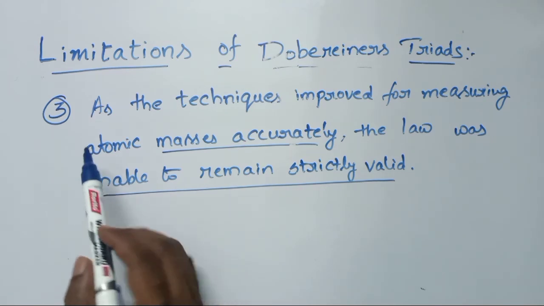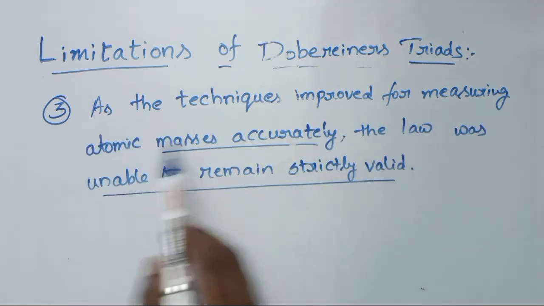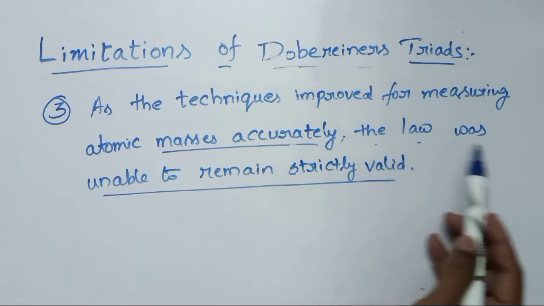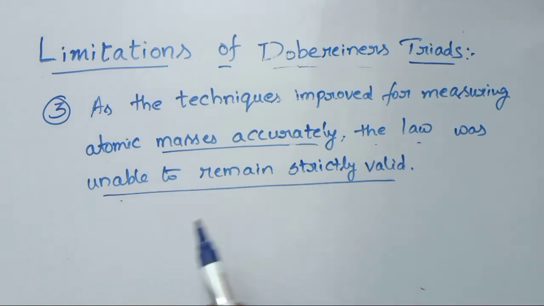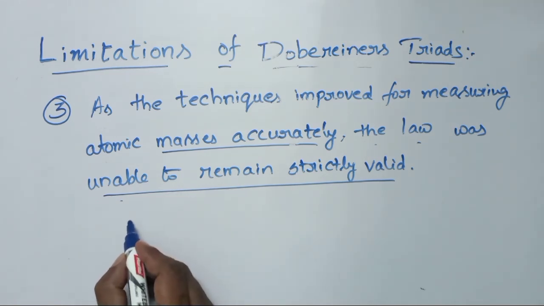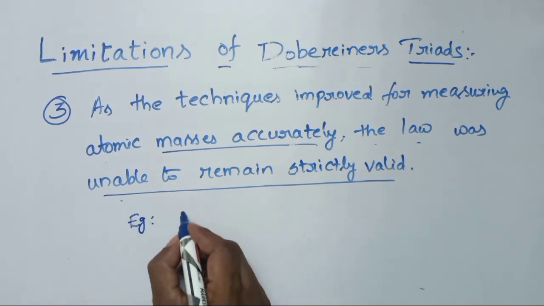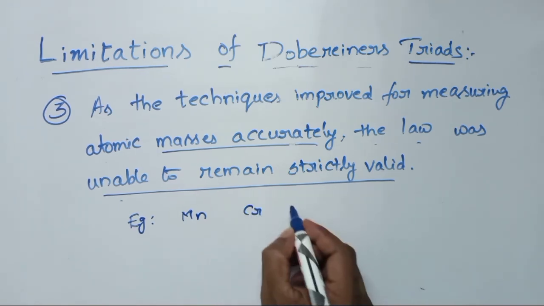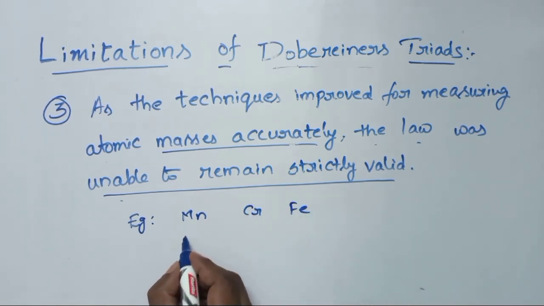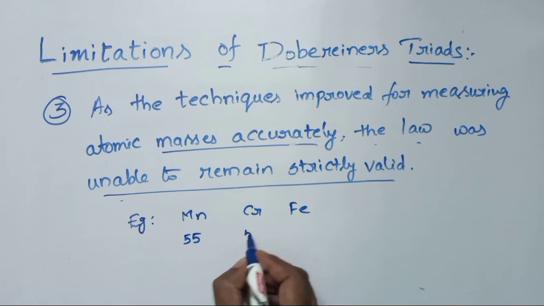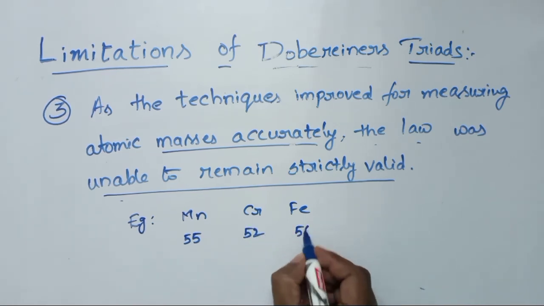Let us see the third limitation here. As the technique improved for measuring atomic masses accurately, the law was unable to remain strictly valid. That means if I want to find the accurate atomic weight of any element by using this rule, it is not possible. Let us take a small example here. If I take manganese, chromium and iron, the atomic weight of manganese is 55, chromium is 52 and iron is 56.